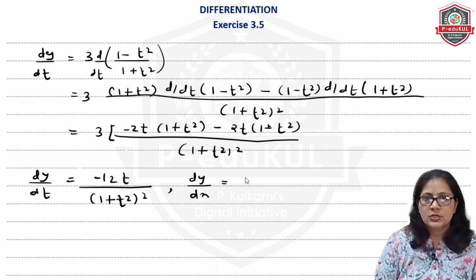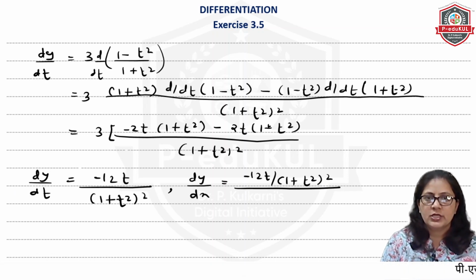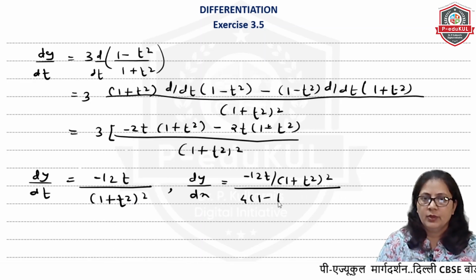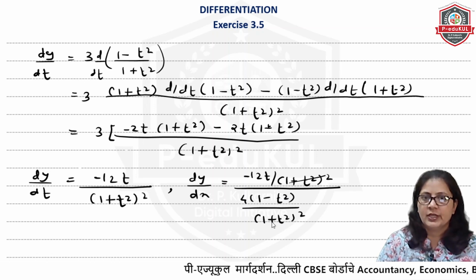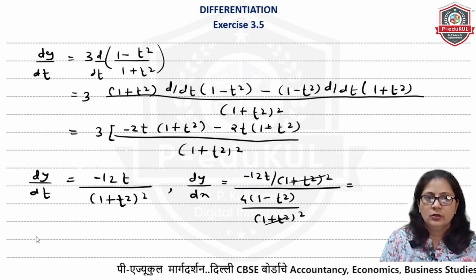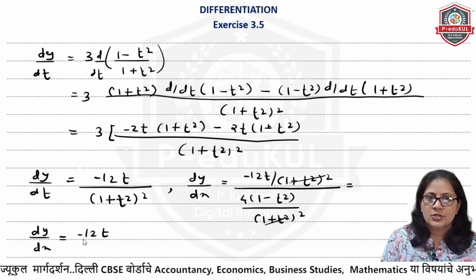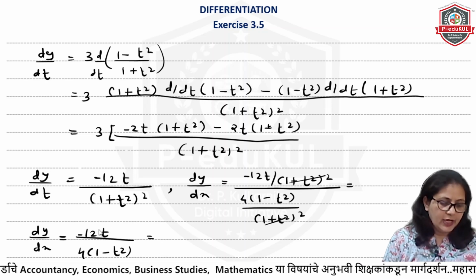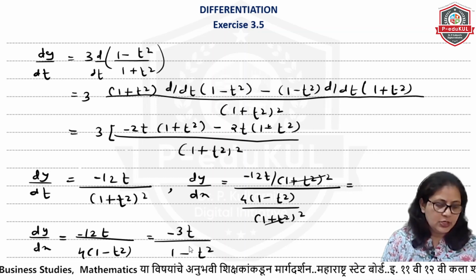Now we will calculate dy by dx. This will be minus 12t upon 1 plus t whole square divided by dx by dt. Now what is dx by dt? 4 into bracket 1 minus t square upon 1 plus t whole square. So this will get cancelled, and you will get dy by dx as minus 12t upon 4 into bracket 1 minus t square. So this will get cancelled and you will get minus 3t upon 1 minus t square.